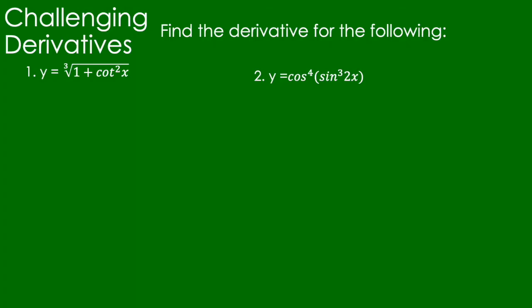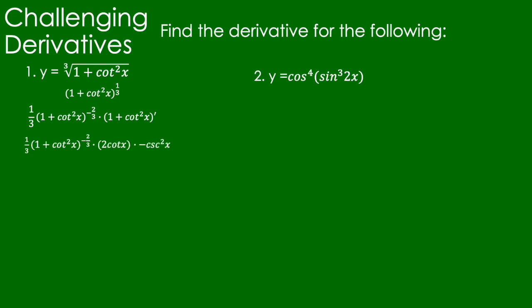Let's begin with some more challenging derivatives. For number 1, we will take the derivative of the cube root of 1 plus cotangent squared x. To do this, we will change it into a power, and then we will apply the chain rule. The chain rule says that we need to multiply times the derivative of the outer by the inner. So the derivative of the outer is the cubed part, which we took the derivative of on the left side, and then we need to multiply times 1 plus cotangent squared, which is the derivative of the inner.